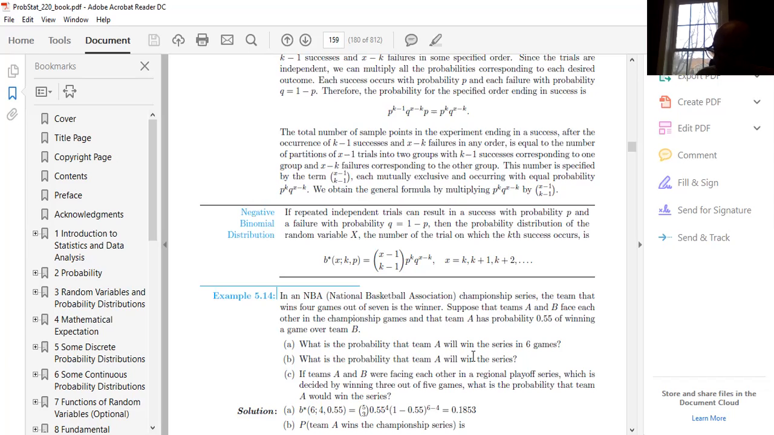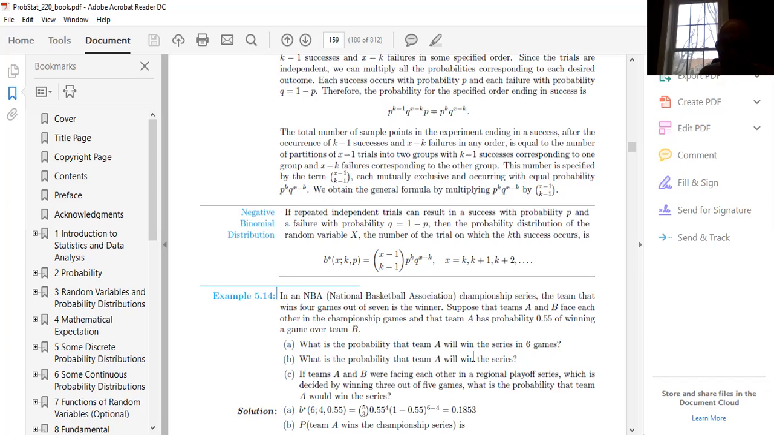Okay, and part C says that if team A and B were facing each other in a regional playoff series, which is decided by winning 3 out of 5 games, here you have to be a little careful. The winning criteria is now 3 games out of 5, not 7 games, not 4 out of 7, or not 4 out of 6. It is now 3 out of 5, right?